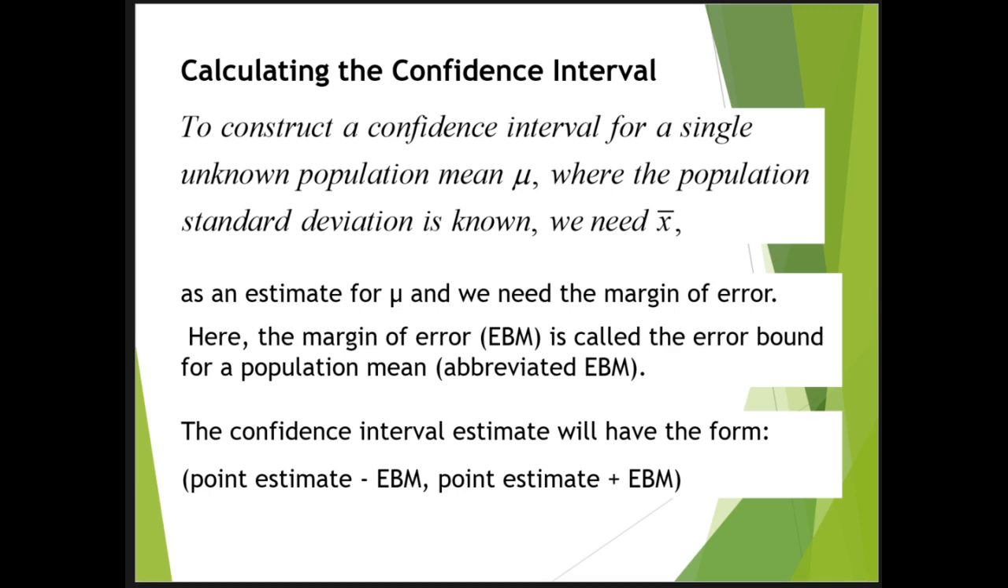error. Here, the margin of error, abbreviated EBM, is called the error bound for a population mean. So the error bound for a population mean is EBM. The confidence interval estimate then is the point estimate minus the EBM and the point estimate plus the EBM.